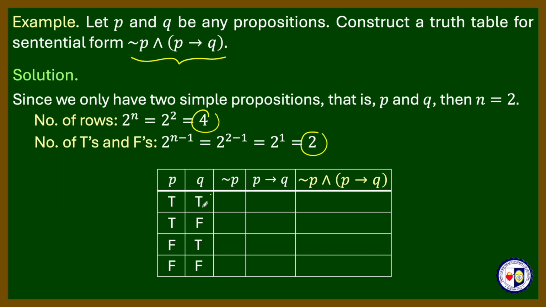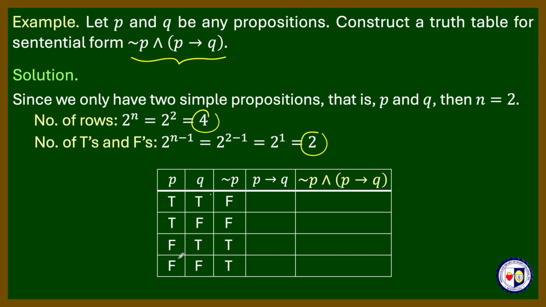We have TF, TF. To recognize the truth values under the column of not P, let us get the exact opposite of the proposition P. Since we have TT, here we can write FF. And over here, we have FF. The exact opposite is T and T.